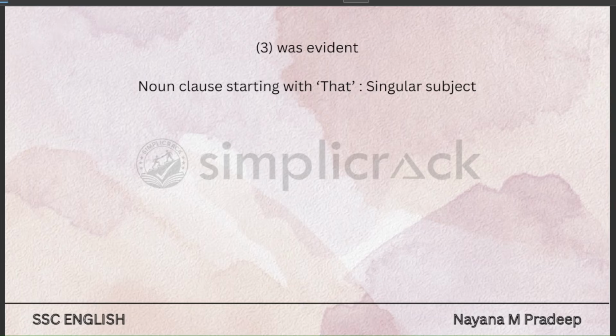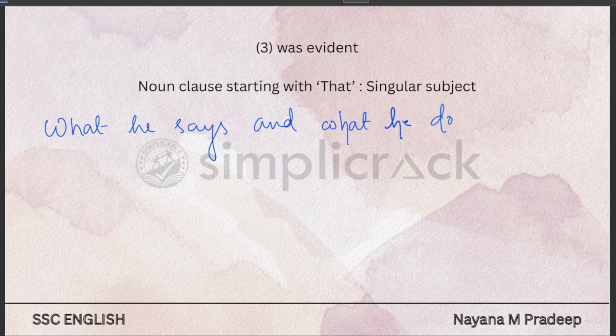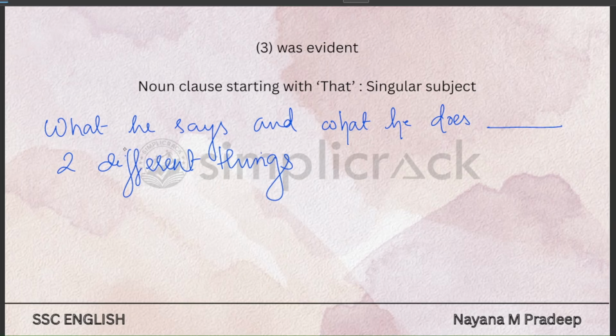Now, I'll give you another example of a sentence with two noun clauses. What he says and what he does, blank, two different things. So here you have to find out the subject.